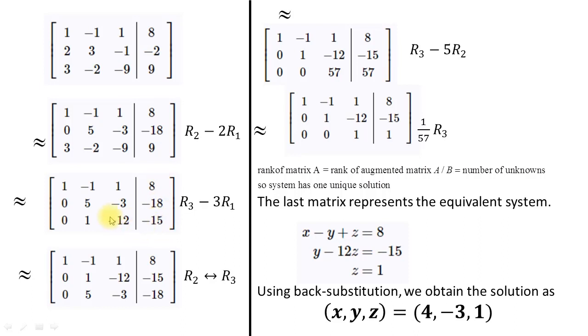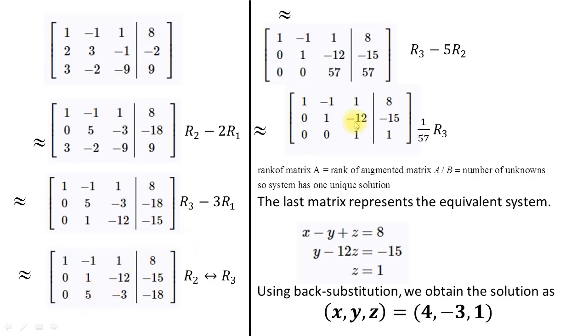Now for the echelon form, we need 1 on the diagonal. So for this purpose, interchange the second row and the third row. We obtain the similar matrix as 1, minus 1, 1, 8, 0, 1, minus 12, minus 15, 0, 5, minus 3.